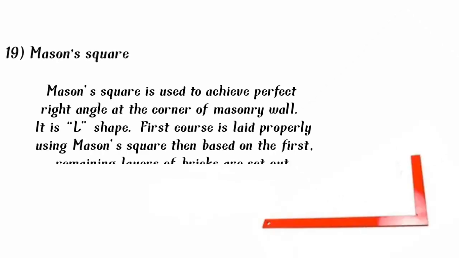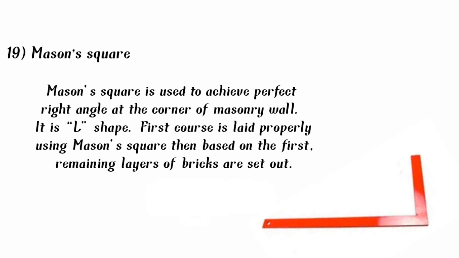Number 19. Mason square. Mason square is used to achieve a perfect right angle at the corner of a masonry wall. It is L-shaped. The first course is laid properly using the Mason square. Then, based on the first, the remaining layers of bricks are set out.